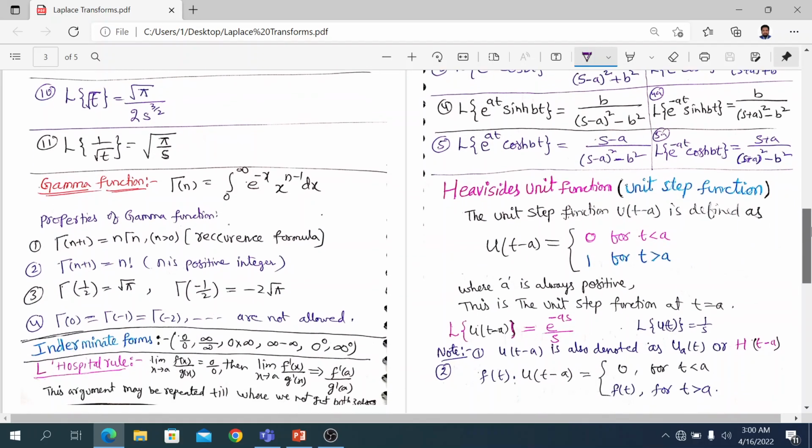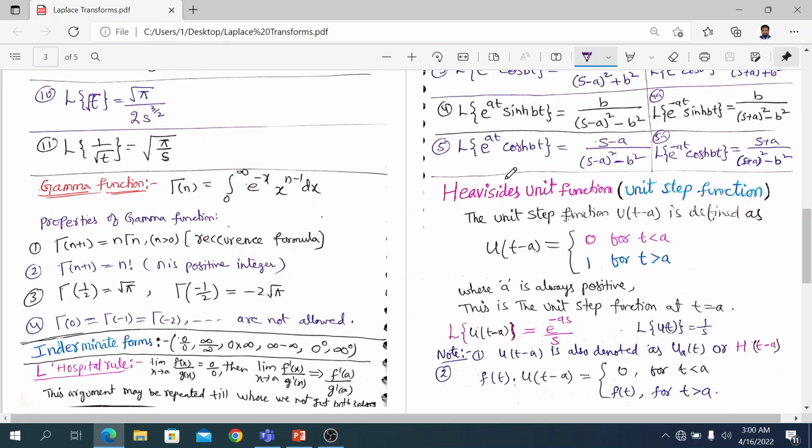Okay. Now next, Heaviside unit function. Heaviside unit function, or sometimes it is known as unit step function. So here the unit step function u of t minus a is defined as u of t minus a is equal to 0 for t less than a and 1 for t greater than a. So where this a is always positive and this is the unit step function at t is equal to a.